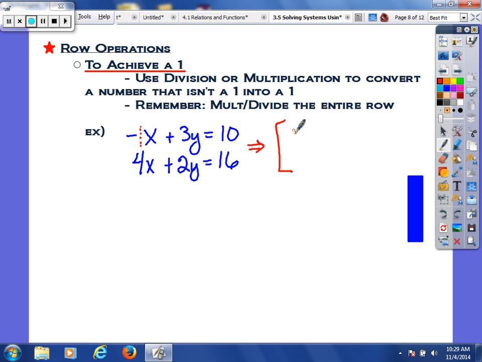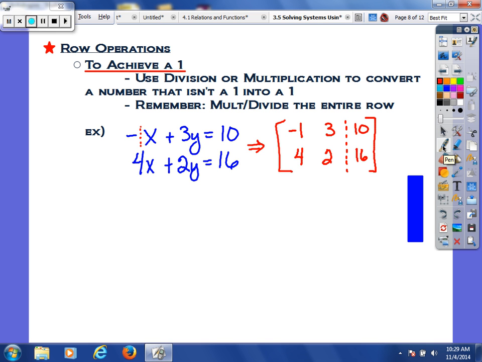And so it ends up looking a little bit like this. -1, +3, there's my equal sign, and then 10. And then you have +4, +2, and a +16. And so what we have now is our augmented matrix set up. Now remember what our goal is.